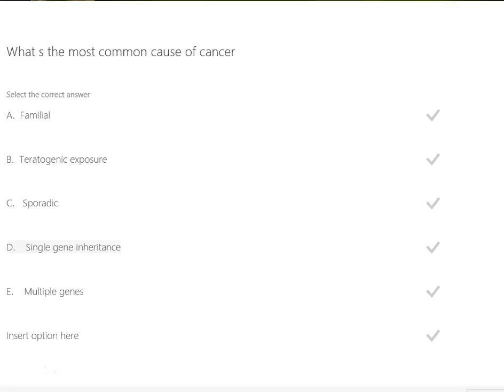So, what is the most common cancer? Familial, teratogenic, sporadic, single gene, or multi-gene? This concludes Lecture 1 in Module 1.